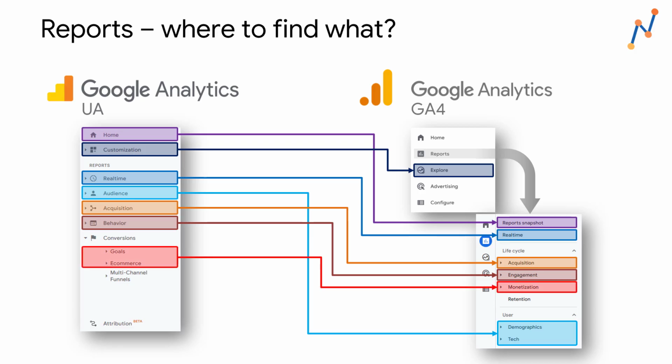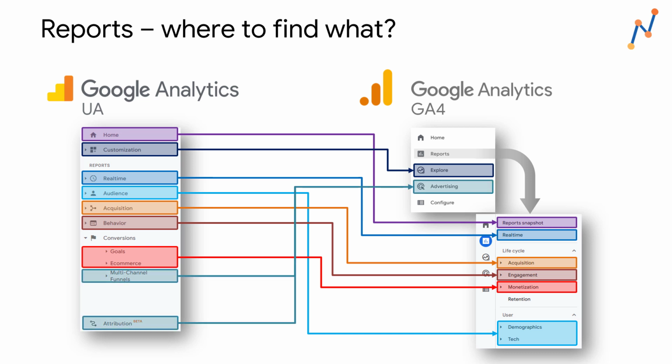From the Conversion section, the reports of the two subsections Goals and E-commerce are more or less reflected under Monetization in GA4. And last but not least, some of the reports from the subsection Multi-Channel Funnels and from the App Attribution can be found in the Advertising section.